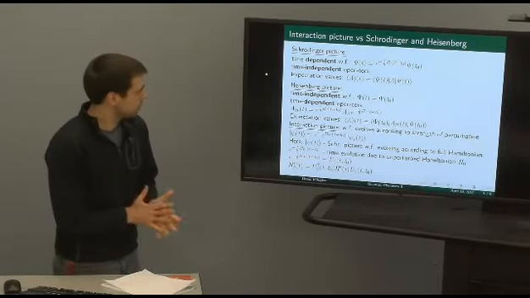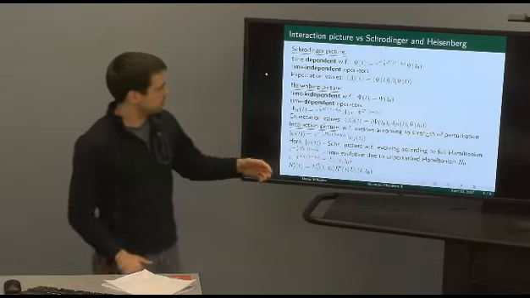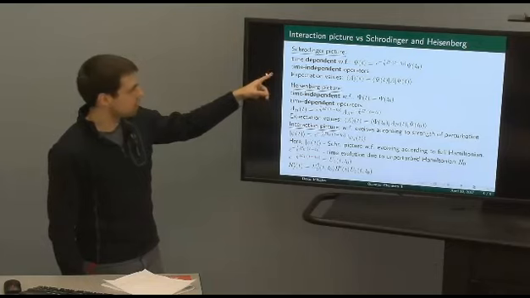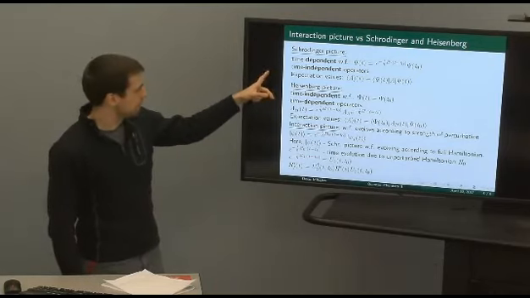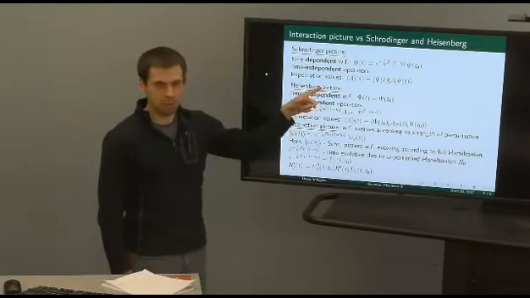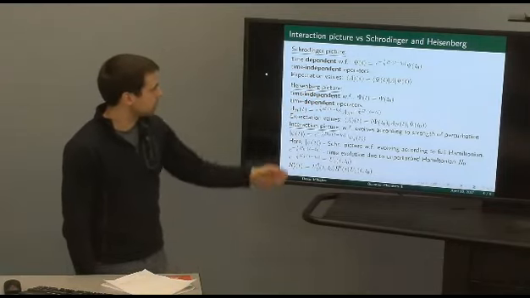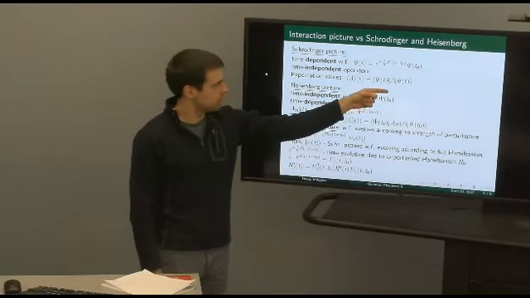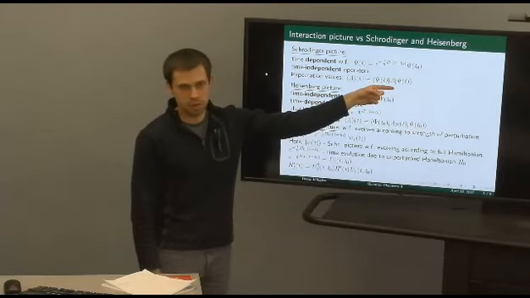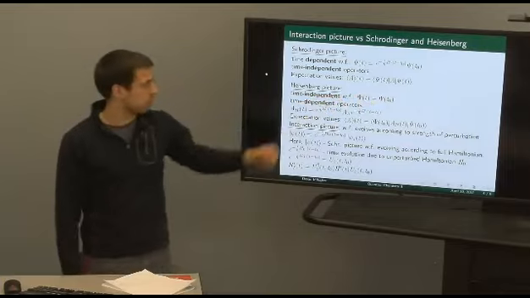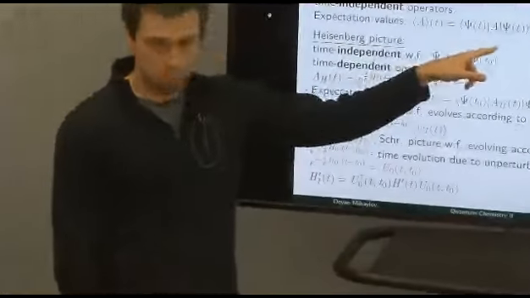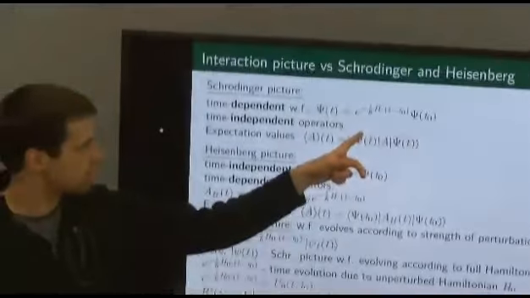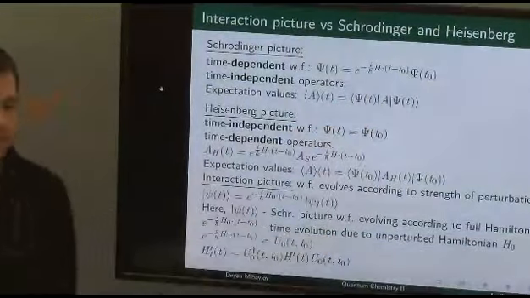So what is the interaction picture? Well, first let's remind ourselves of the Schrödinger picture, where one has a time-dependent wave function, and the operator is time-independent. And to compute the expectation value of an operator, you just take the inner product of the wave functions times the operator. So to get the wave functions as a function of time, one solves the Schrödinger equation.